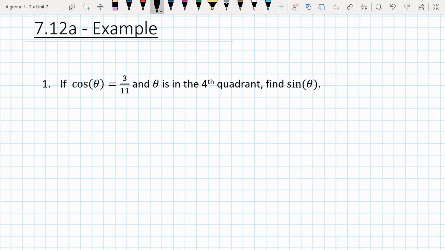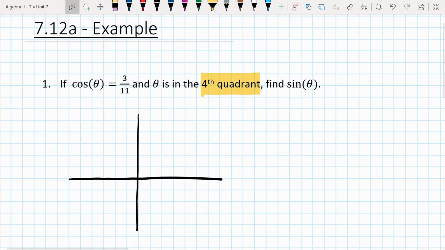The first thing I want to do when approaching a question like this is recognize where we are on the unit circle, which quadrant we're in. So we're here in the fourth quadrant. This is quadrant 4. We know that the cosine value, the x value, over here on the right-hand side is going to be positive. And the sine values are going to be negative because we're below the x-axis. So our answer is going to be negative because we're finding sine.